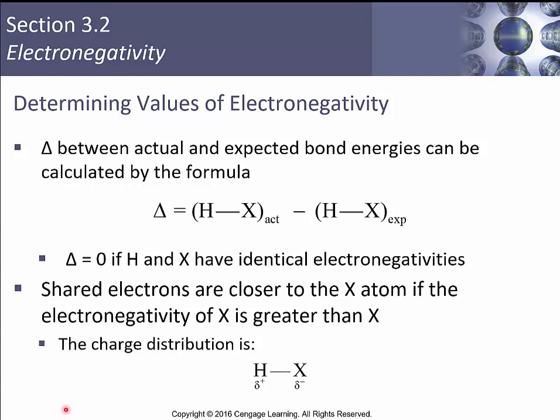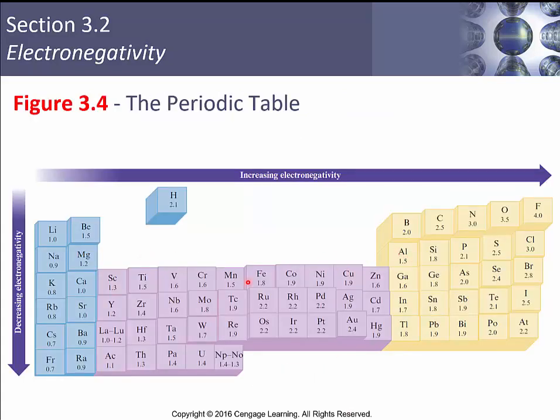To determine our electronegativity, we're going to look at the delta, or difference, between the actual and expected bond energies. We can calculate that using this formula. If the difference between H and X is zero, they've got identical electronegativities. Their shared electrons are closer to the X atom if the electronegativity of X is greater than that of H. So our charge distribution is going to look like this: I've got a partial positive on the less electronegative atom, and the little delta means partial. I've got a partial negative charge over here on whatever my halogen is, or something that's got a high electronegativity. My electronegativity scale, they like to print this guy in 3D.